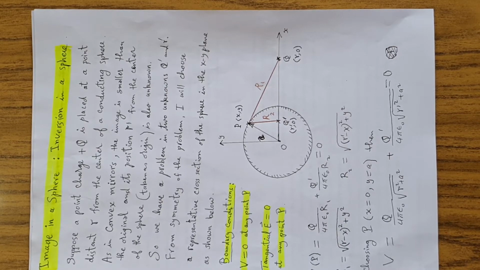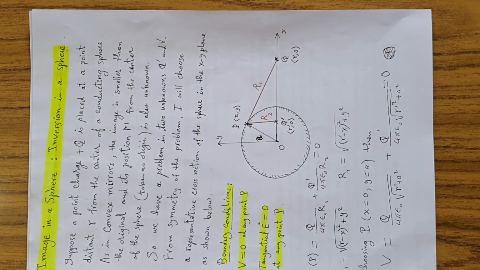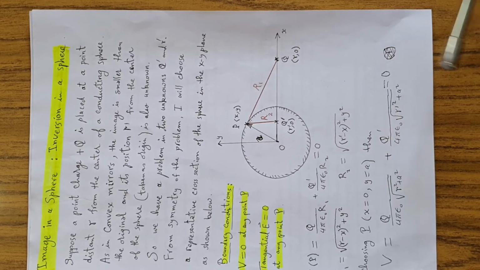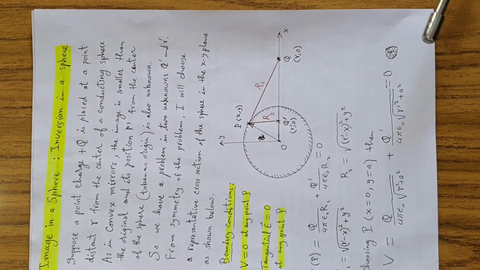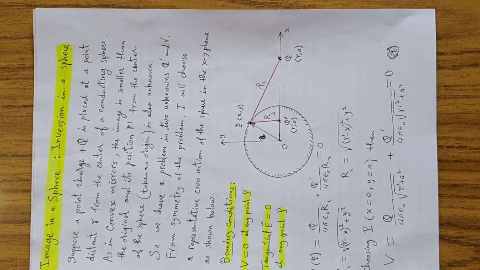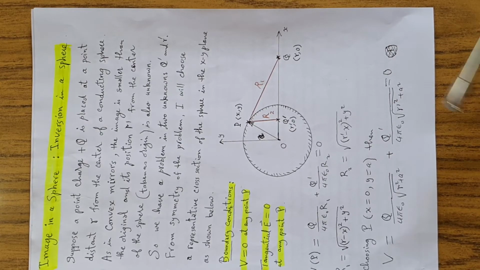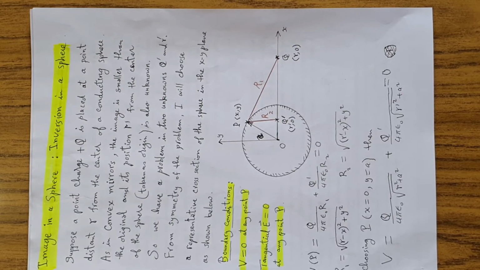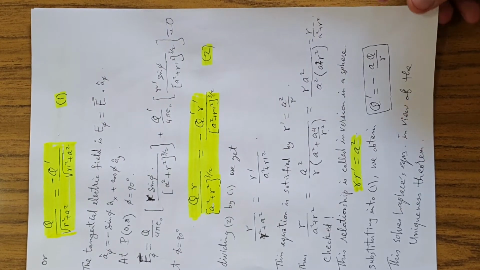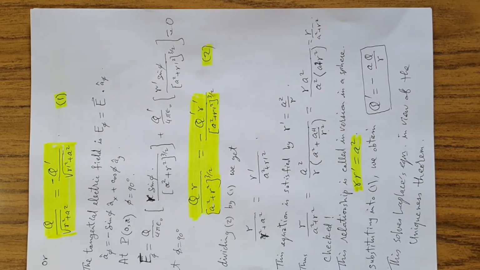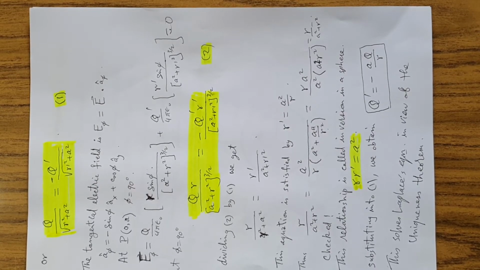You will see that q over 4 pi epsilon naught square root of r squared plus a squared, plus q prime over 4 pi epsilon naught square root of r prime squared plus a squared, equals 0. This is an equation. It has the two unknowns q prime and r prime, which we can simplify. Okay, this is equation 1.